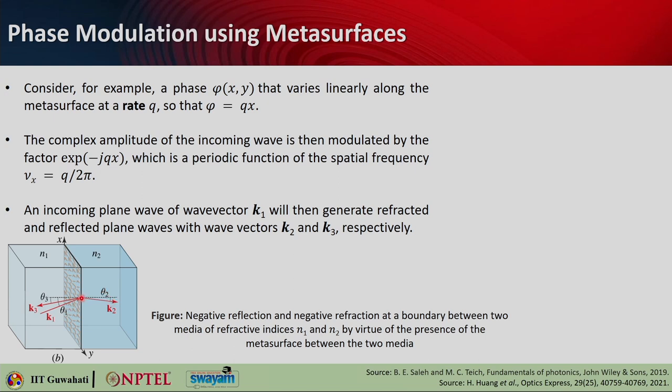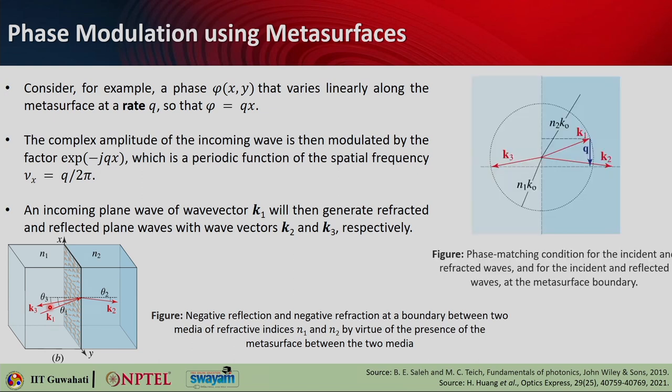Similarly, some part of the incoming wave will be reflected back, but here also we are considering negative reflection. So k3 is the reflected wave vector and the angle of reflection is theta 3. So what has to be done for this condition to exist? You have to go through the phase matching condition for the incident and refracted waves, as well as for the incident and the reflected waves at the metasurface boundary.